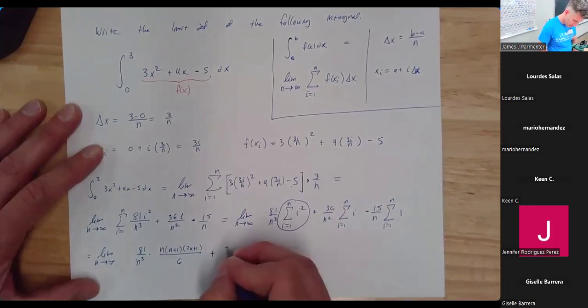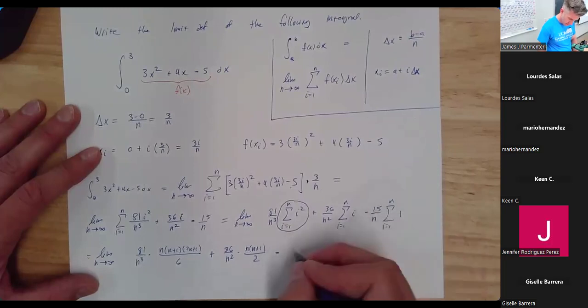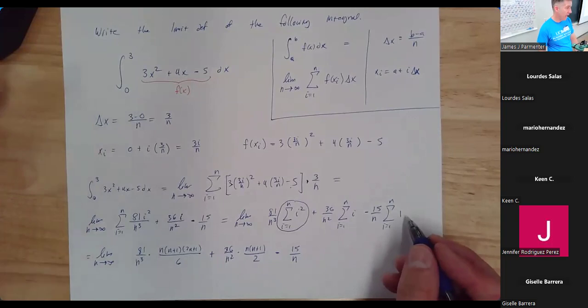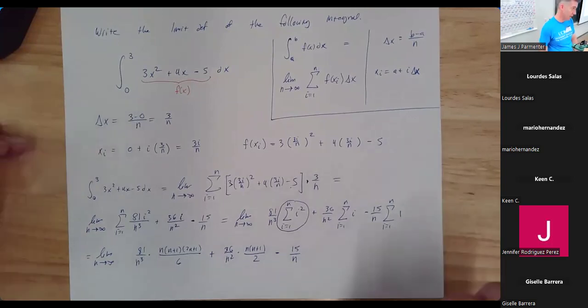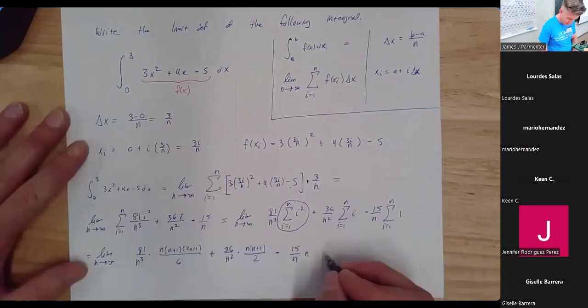plus 36 over n squared times the sum of i is n times n plus 1 over 2. And finally, 15 over n times the sum from i equals 1 to n of 1 is just n. You're adding up 1 n times, so you get n. Finally, we take the limit.